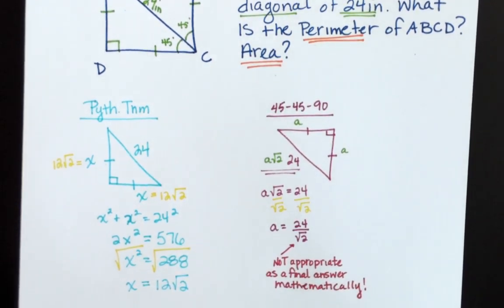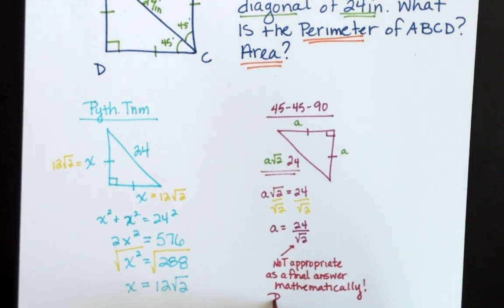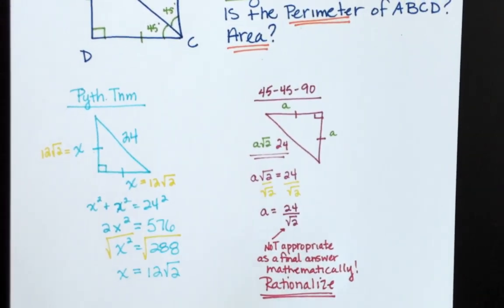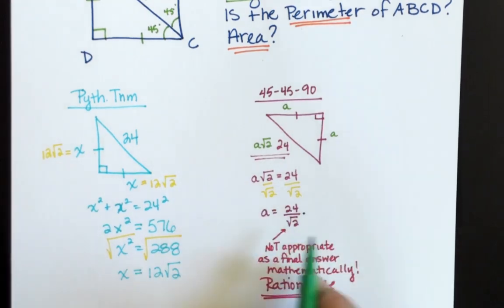Okay, we need to do what's called rationalize. And we did this way at the beginning of the year. We talked about how to rationalize. And when we rationalize, we want to multiply top and bottom by a special number 1. And it's going to be whatever makes that radical a perfect square.